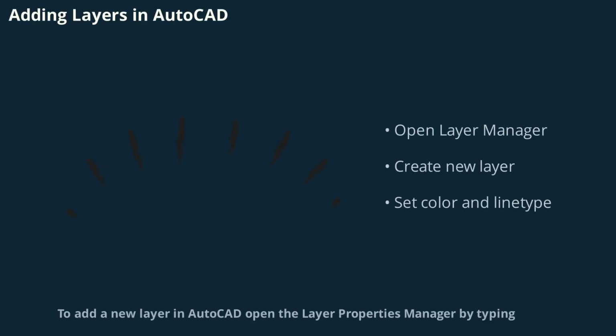Add a new layer in AutoCAD. Open the Layer Properties Manager by typing Layer or clicking the Layer Properties button. Click the New Layer button and a new layer named Layer 1 appears. Enter a descriptive name, set the color, line type, and line weight as needed. Click OK or close the dialog. The new layer is now available and you can set it as current to draw on it. Layers help organize and control the visibility of drawing elements.